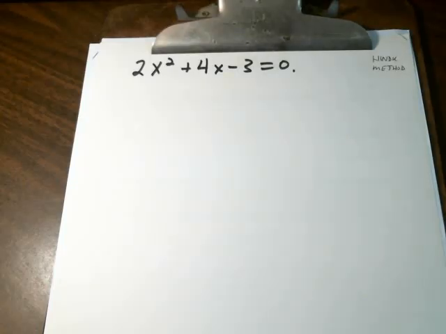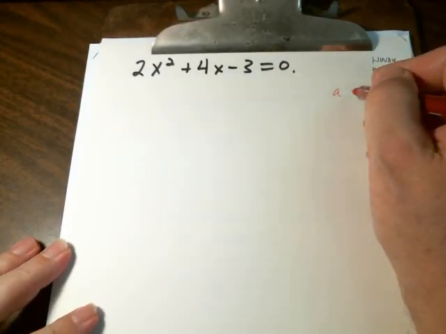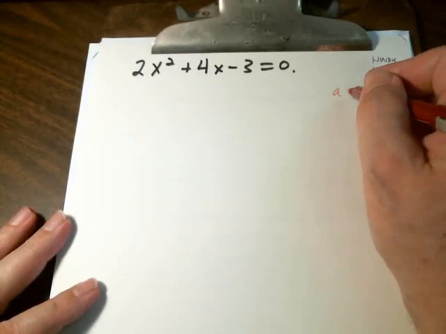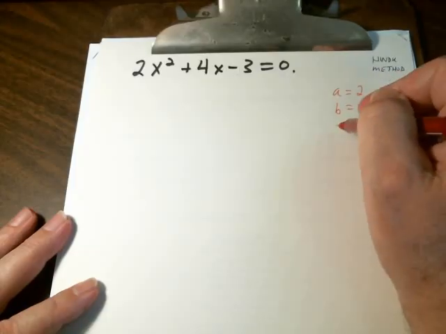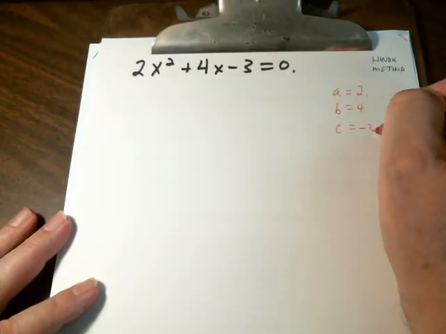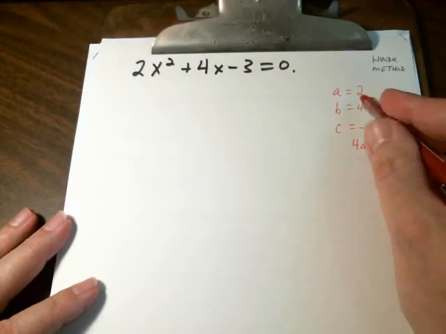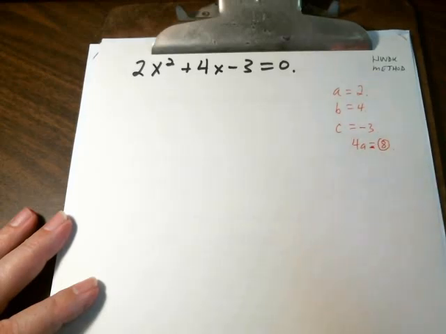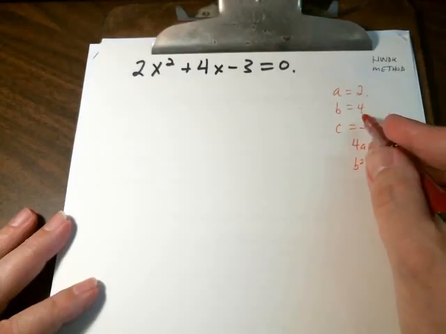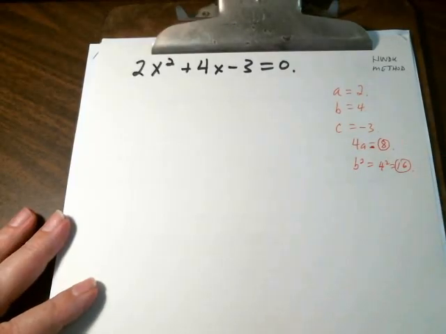Okay, so on this problem, this quadratic we'll solve by the Hindu method. Step number one, identify a, b, c, 4a, and b squared. So a is 2, b is 4, c is -3, and therefore 4 times a is 4 times 2, which is 8. We're going to need that number in a minute. b squared is equal to 4 squared, which is 16. There we go.